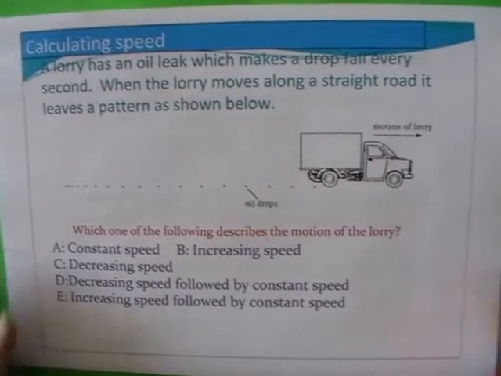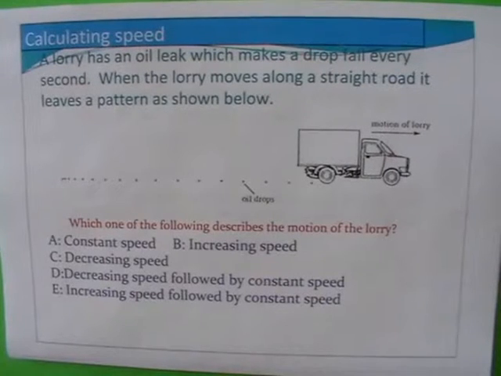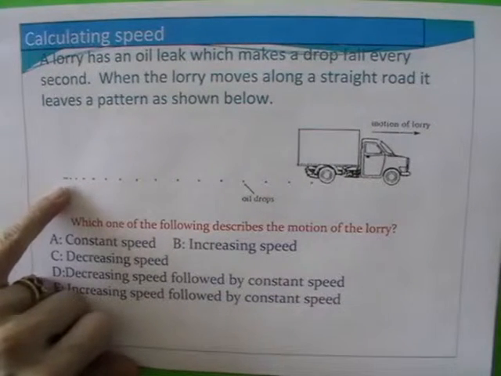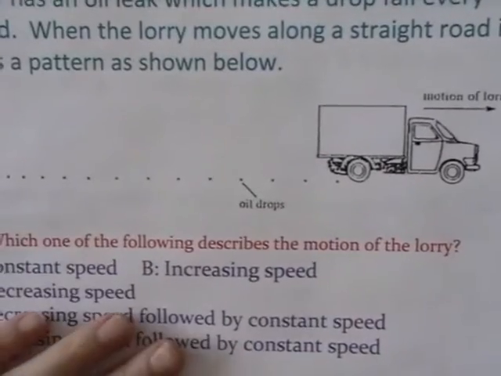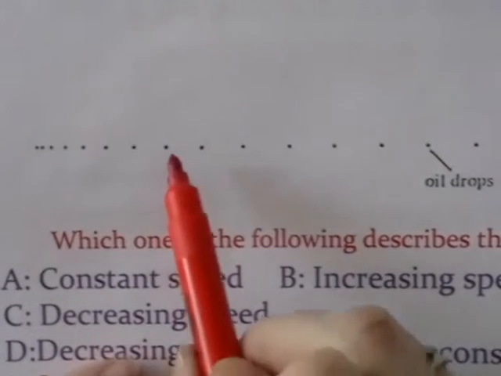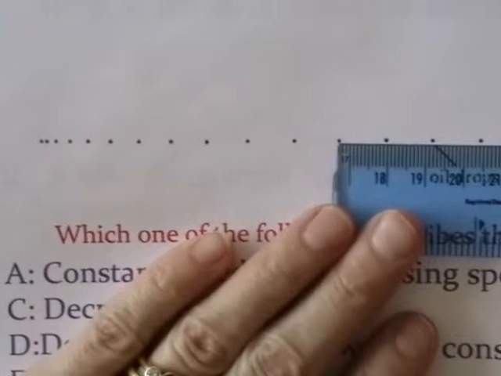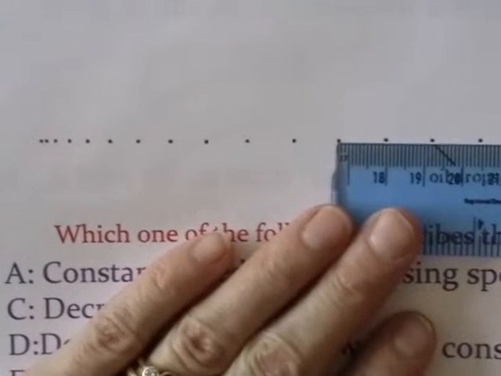So this is a question, and this, I suppose, is connected to acceleration in that, well, you'll see when we get to the answer. A lorry has an oil leak which makes a drop fall every second. When the lorry moves along a straight road, it leaves a pattern as shown below. Now you can see at the very beginning of the motion, those wee dots are close together, and I'll just scan in a wee bit till you see there. They're quite close together at the beginning, but as the lorry moves along, you can see the distances are getting greater and greater. And then along here somewhere, I'll just check this with a ruler, but you should maybe be able to see there that those distances are kind of equal along here.